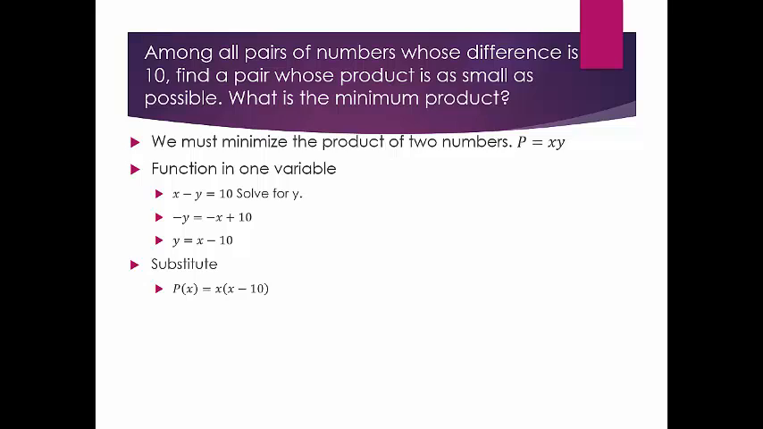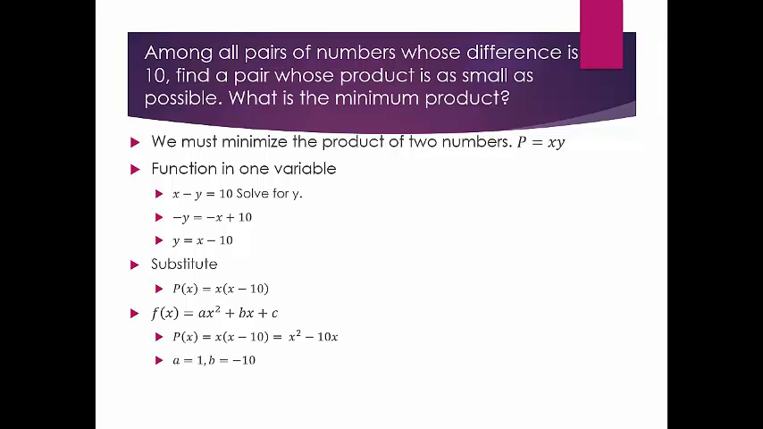Now we have to write the function in the form f of x equals ax squared plus bx plus c. First we must do the distributive property. Distribute the x to the x and the negative 10. So you get p of x equals x squared minus 10x. A equals 1, b equals negative 10.